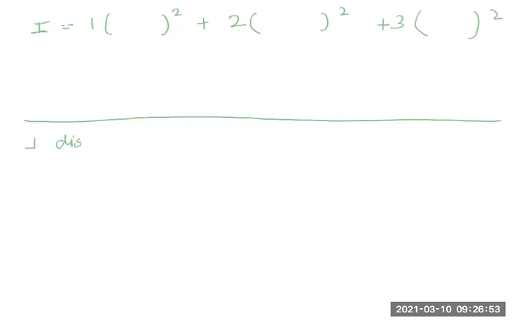So we will get I is equal to 1 into 0 square, which is zero, plus 1 into distance square plus 2 into distance square plus 3 into distance square. Perpendicular distance of 0, 0 from y is equal to 2x plus 1, which becomes y minus 2x minus 1 is equal to 0, will be 1 upon root 5.